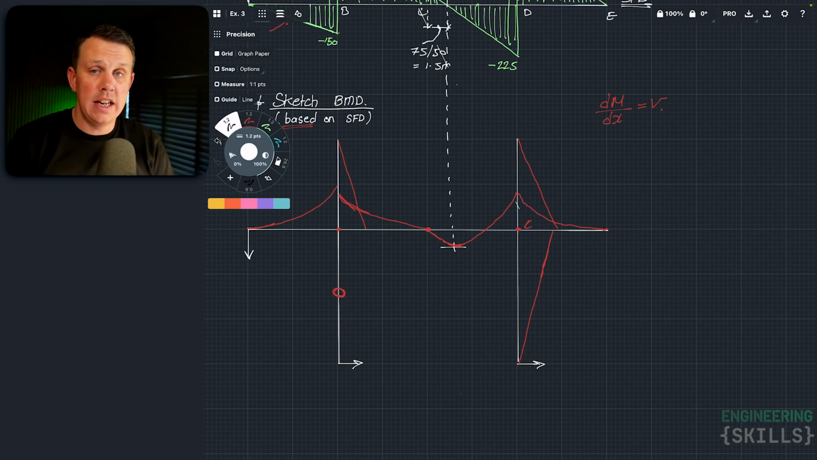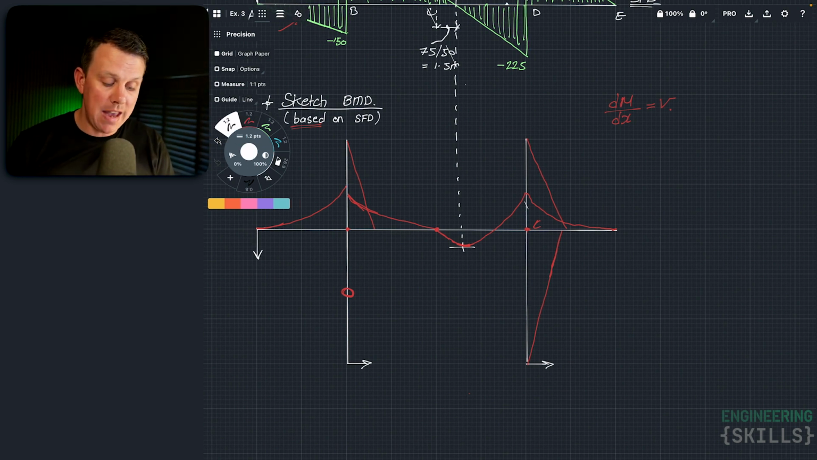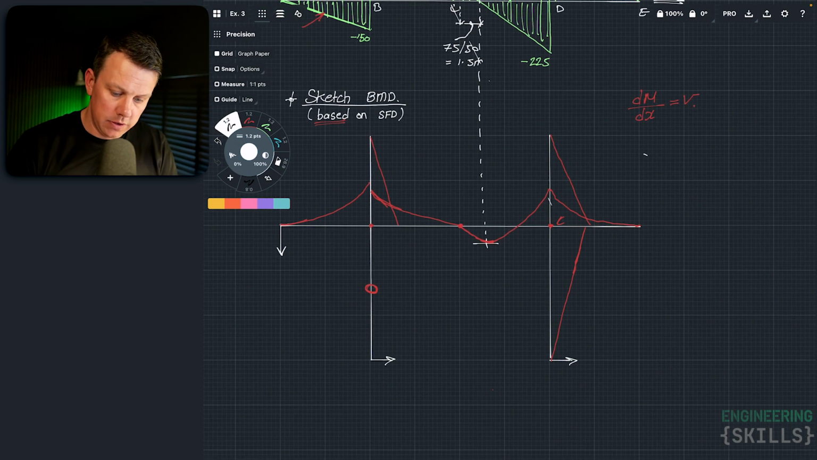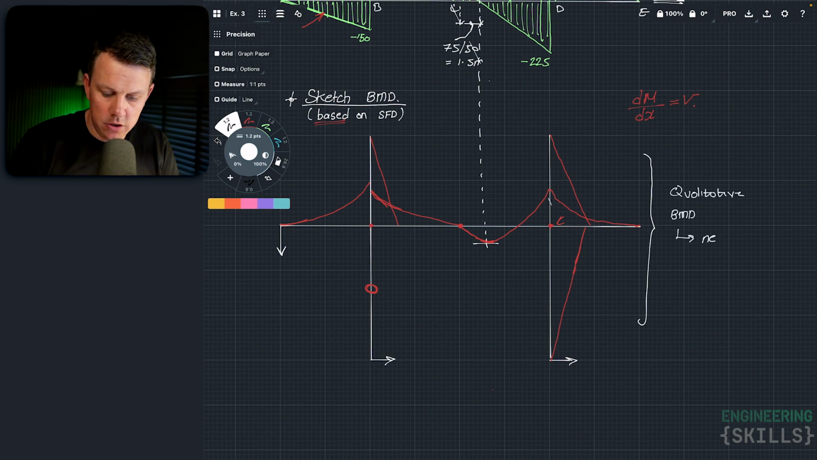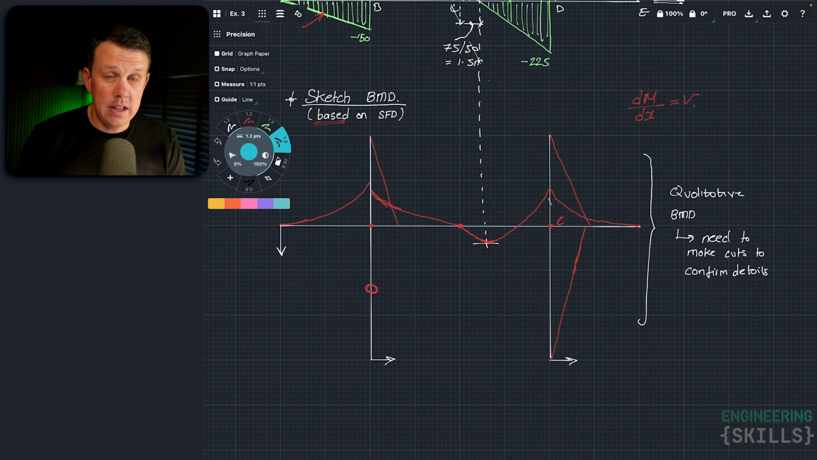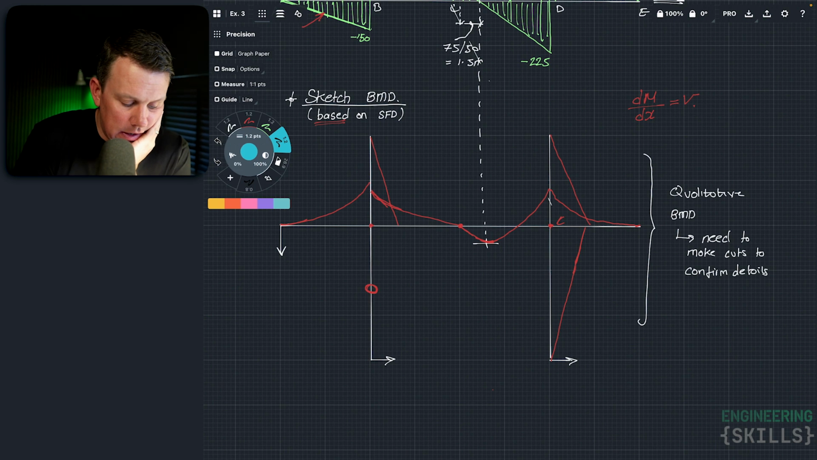We need to turn that into a quantitative diagram by making cuts. So we need to work out what all of these unknown moments are. So I'm just going to say here that this is a qualitative bending moment diagram, and we need to make cuts to confirm the details. So let's just take a second here to see what unknown bending moments do we have, right? I won't label them all up, I'll just point to them. So we have, let's use blue here. I've got that moment there I need to find out. I have that moment there, and I have that moment there.